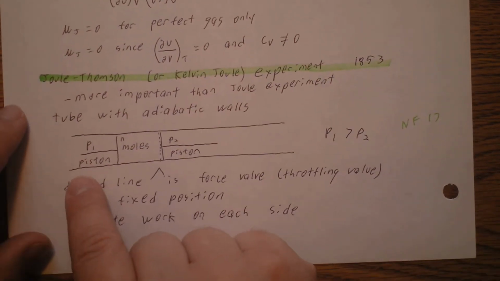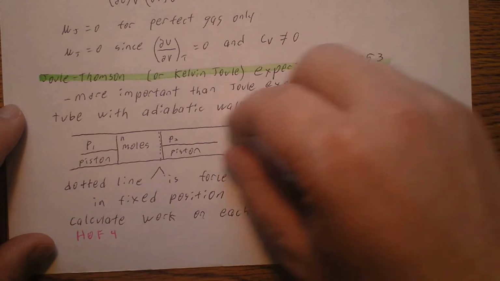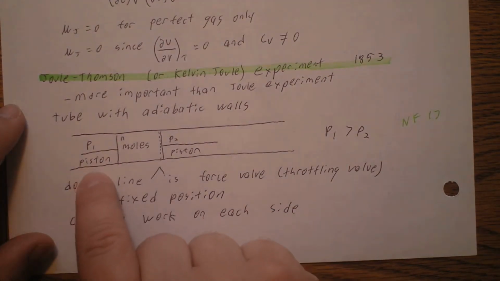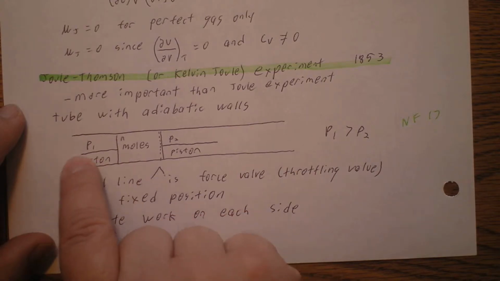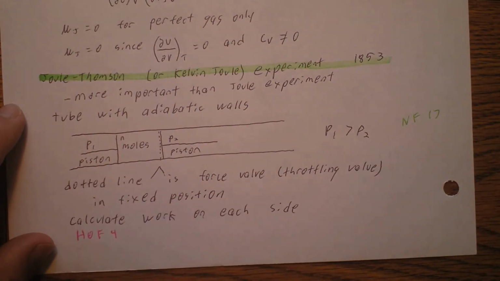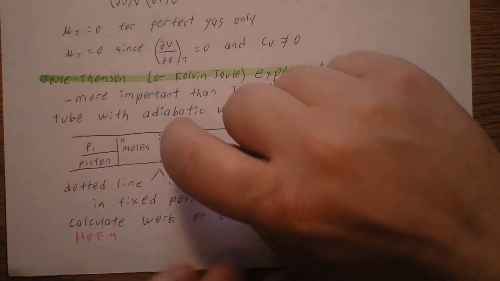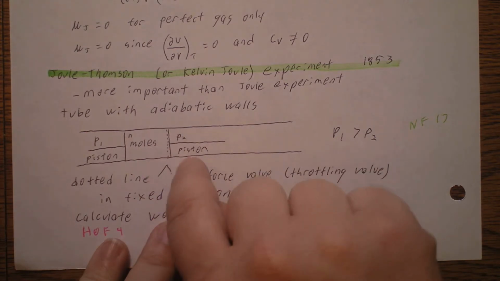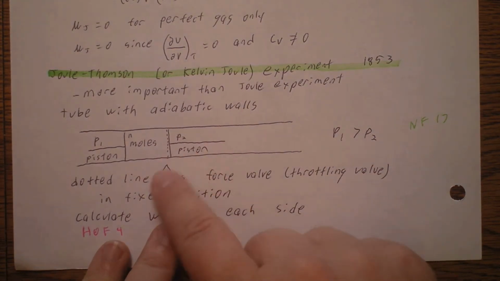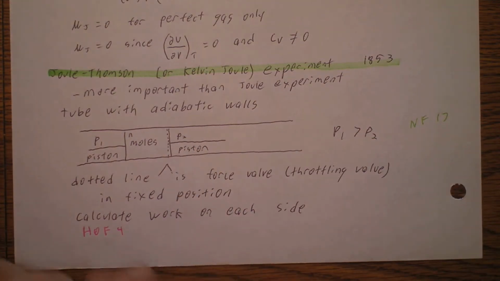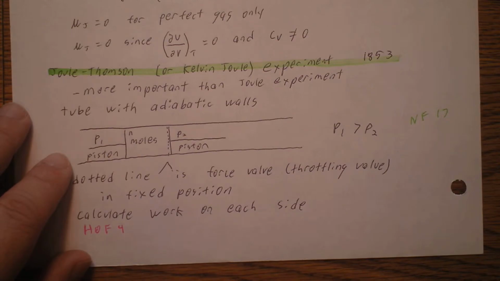So we had a tube here with adiabatic walls. So this is like a really long cylinder or something. So you have two pistons in it. You have piston 1 over here, and you've got a pressure 1. There's a pressure over here. And then you have n moles of substance. This dotted line is a throttling valve, and this is in a fixed position. And on the other side of this valve, you have a piston with pressure 2. Now what we want to do is calculate the work on each side.